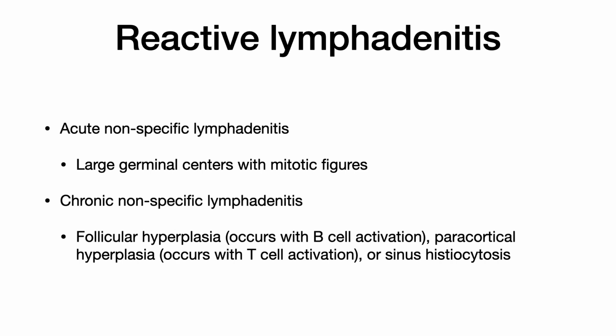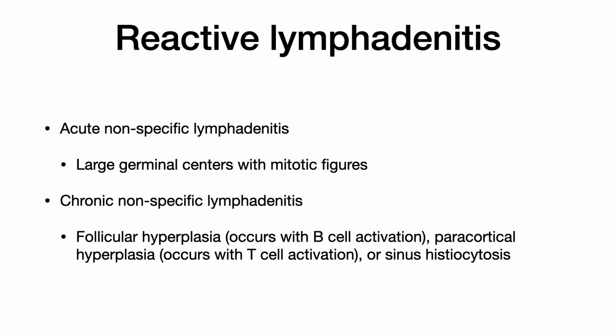So lymph nodes can also be reactive. They can be acutely reactive or chronically reactive. In acute reaction, you're going to see really prominent germinal centers. You're going to see mitotic figures. And just remember, that's the reactive part of it. So that's what's responding to the infection. Whereas if it's more chronic, you're just going to see more hyperplasia.